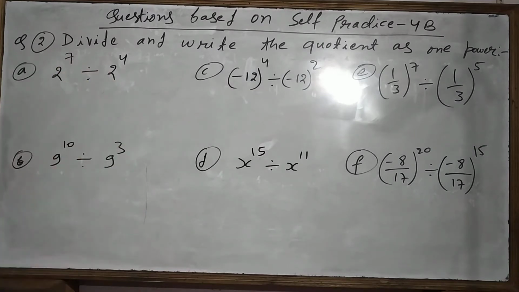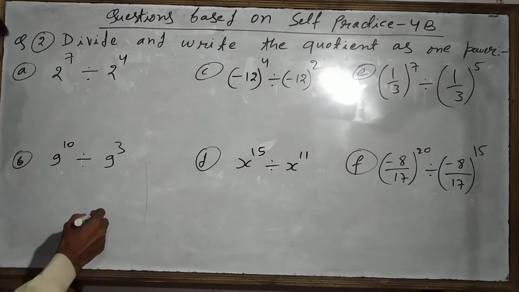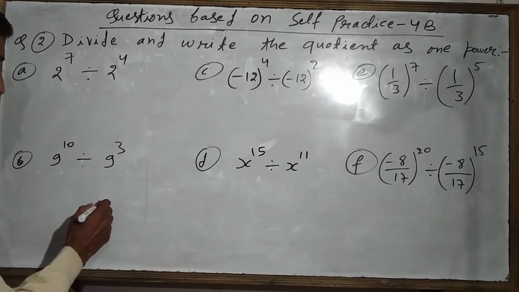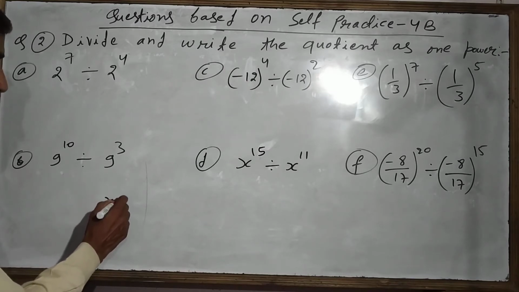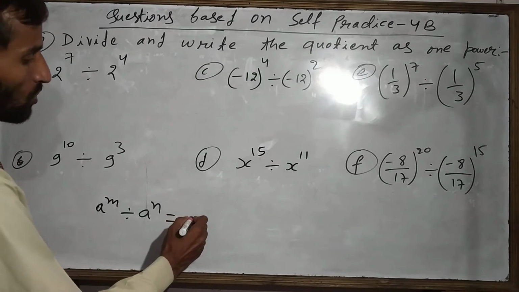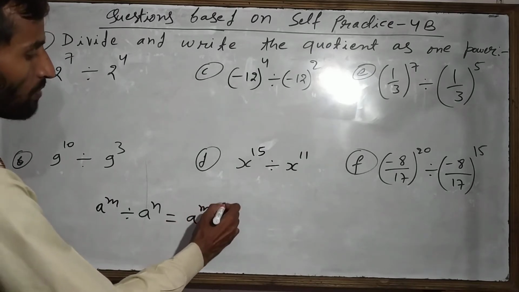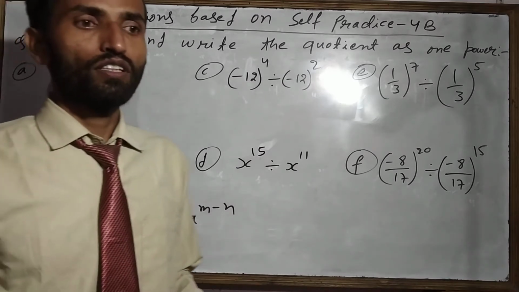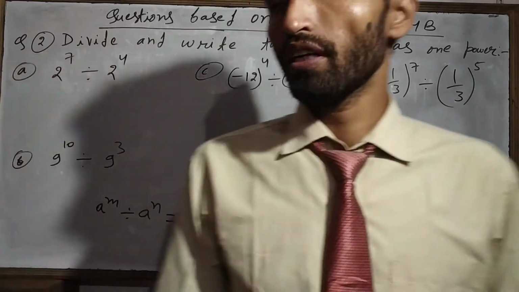So which type of formula will we use? Which type of process will we use here? If the base is the same, meaning a power m divided by a power n, then in this case we have to subtract: a power m minus n. We will subtract both the powers. If division is there and the base is the same, then we will subtract both the powers.